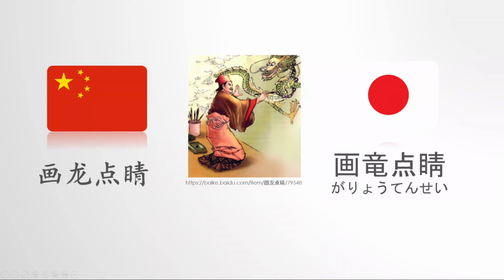The 2 horizontal lines in Chinese turn into 1 horizontal line and 1 vertical line in Japanese. Despite these tiny differences, the meaning of the word remains the same. Isn't that cool?